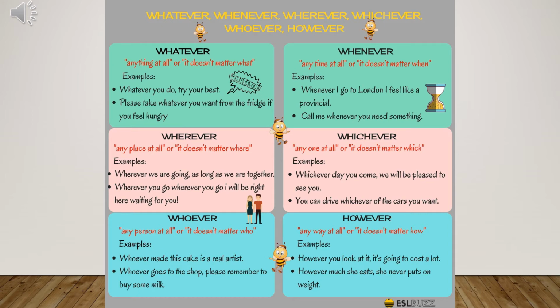Whatever you do, try your best. But with whichever, you can drive whichever of the cars you want. You are more specifically choosing which one, all right? So that's the difference. Be careful with that too. The ever words can be used, as I told you in the first slide, as subject, object, or subject complement. So it doesn't matter which one, right?